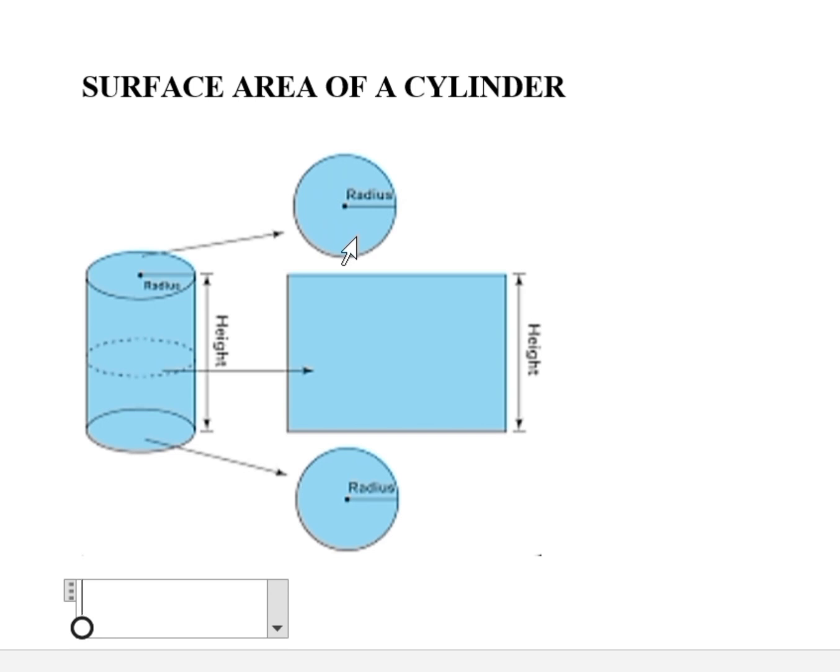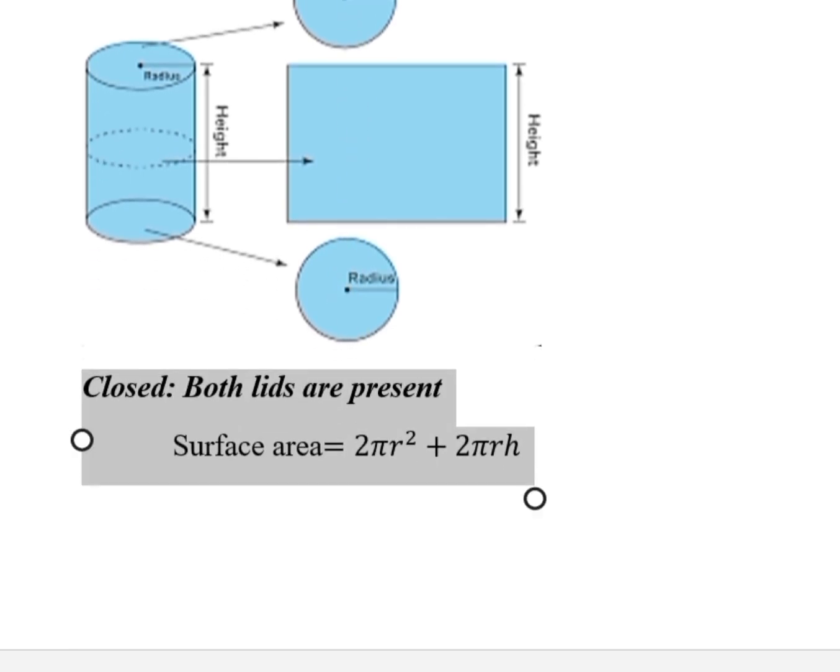Now there are three ways of calculating the surface area of a cylinder, depending on how many lids it has. If it is a closed cylinder, meaning it has this top lid and the bottom lid, then the formula we use is this one here. Surface area will be 2 pi r squared plus 2 pi rh.